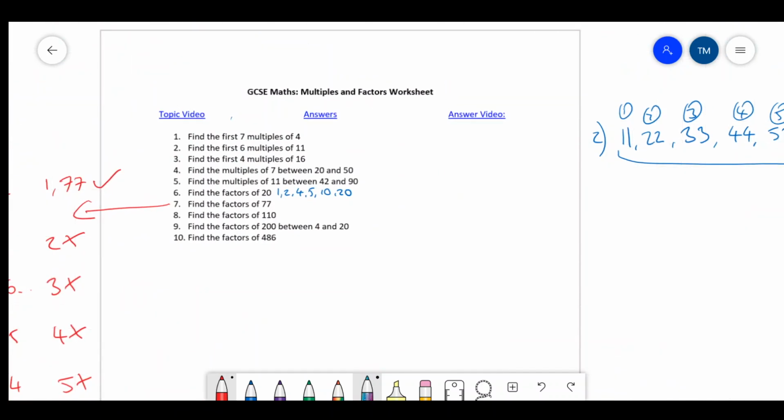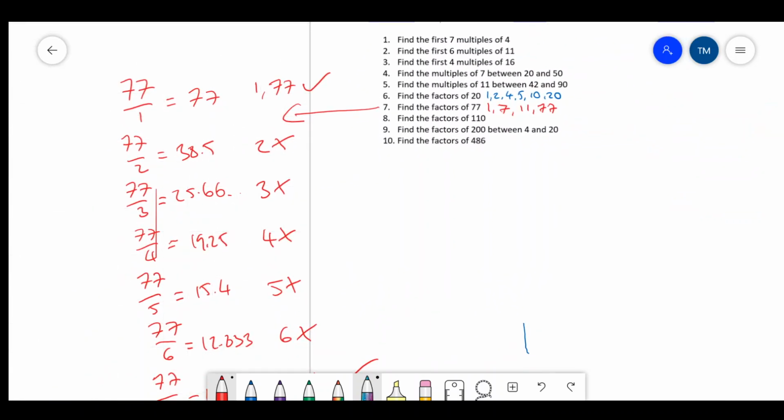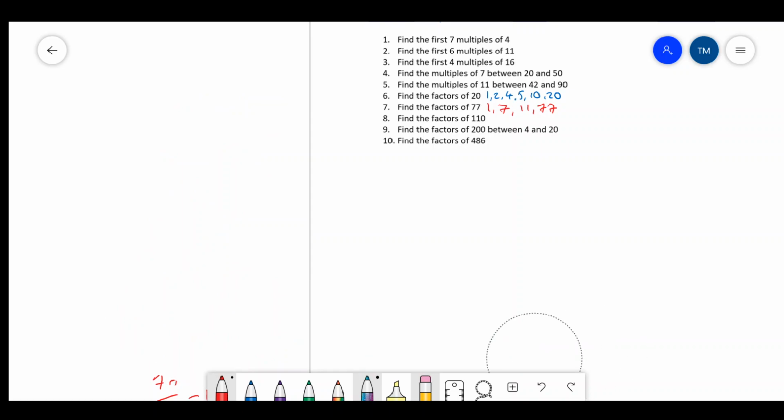So let's go back to our answer. So to find the factors, well, we had 1, we had 7, we have 11, and we have 77 as our result. So the factors of 77 are 1, 7, 11, and 77. So that is the answer to question number 6. And then now we're going to move on to question number 8.